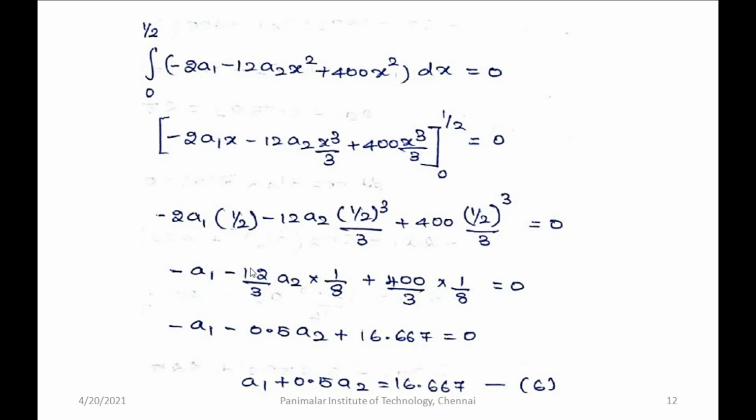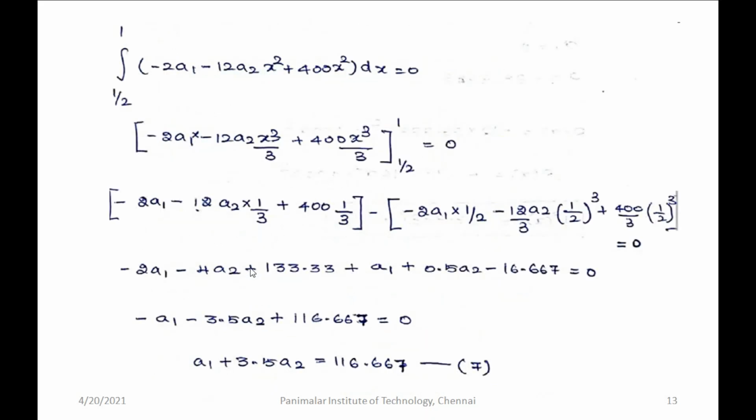So now you apply the limits on the x terms and equate to 0. Since the lower limit is 0, we can easily find the equation. The final equation comes like this: a1 plus 0.5a2 is equal to 16.667. This is the first equation achieved by using the first subdomain, that is the domain 0 to 1 by 2.